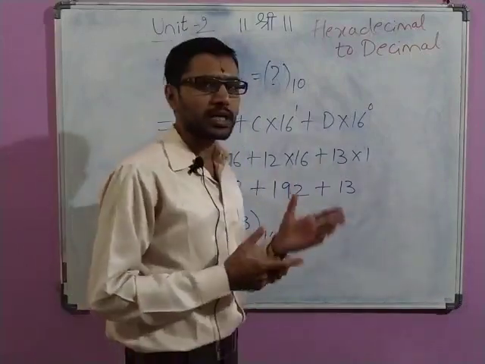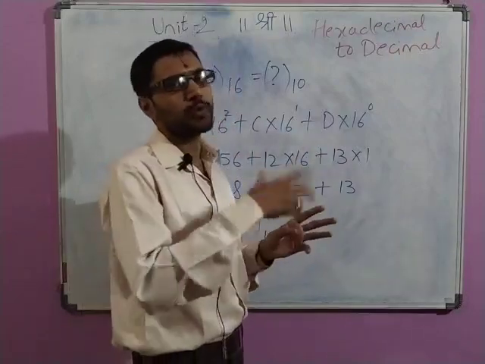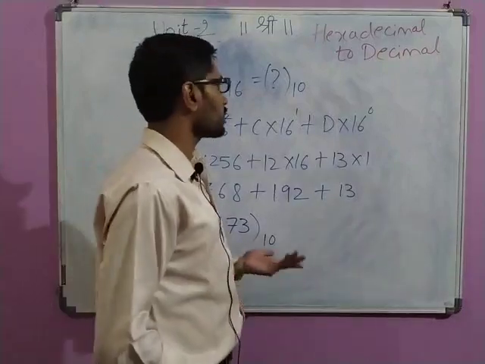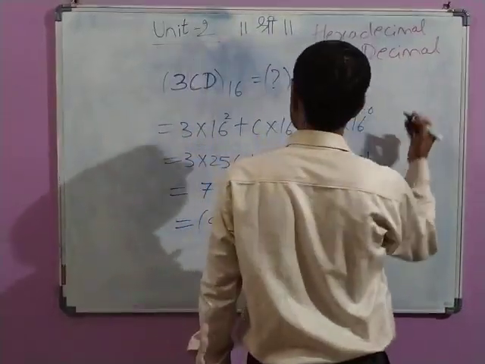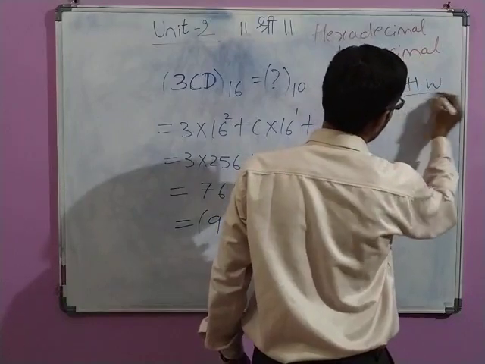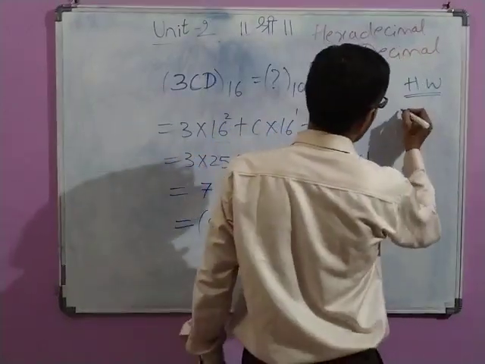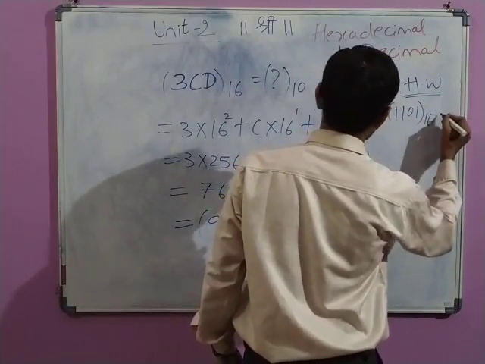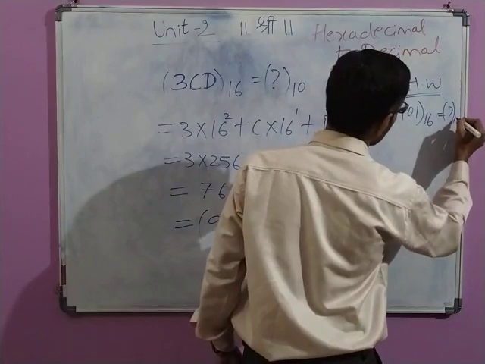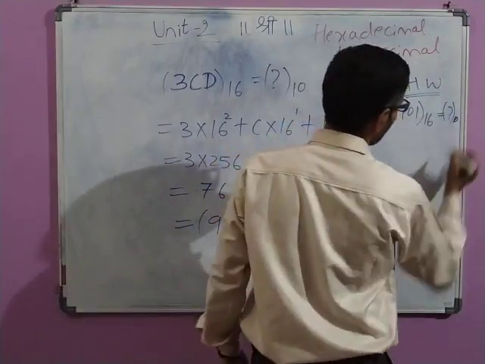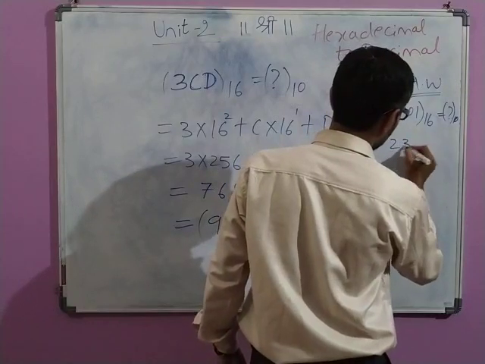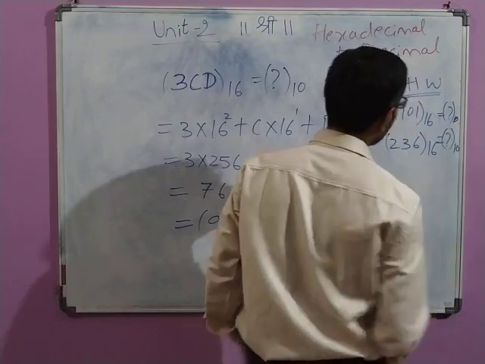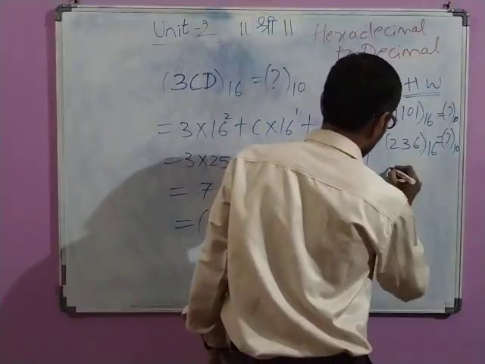Apart from that, you may get a problem having base 4 to base 10 or base 5 to base 10 and so on. So you can solve a few more examples as homework of converting hexadecimal to decimal. I will just write it here as homework and we can practice it. So hexadecimal can be 1101 to the base 10, question mark to the base 10. 236, question mark to the base 10. All are having the result in decimal.